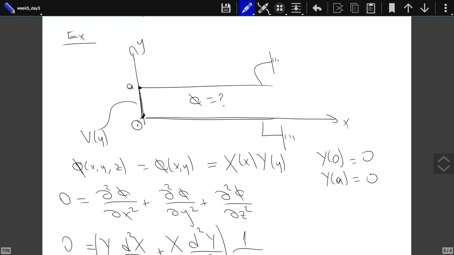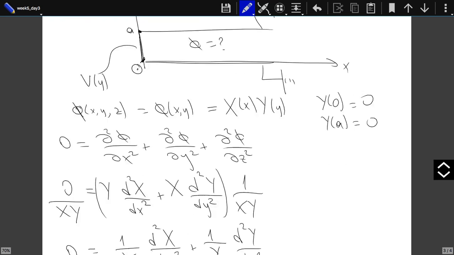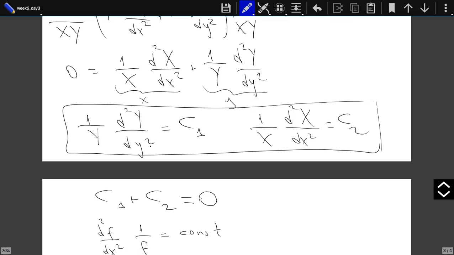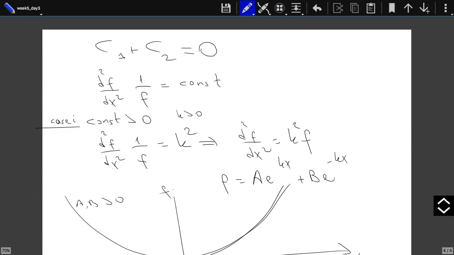Because phi is 0 at those planes, the solution for y should take the value 0 twice. But that means that for the equation of y, this constant over here cannot be positive. It has to be negative.